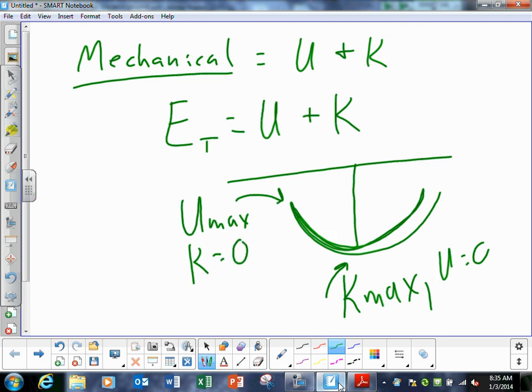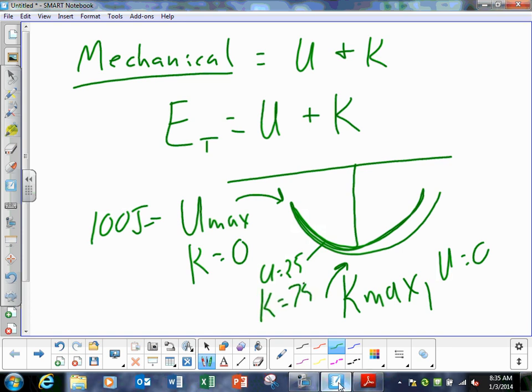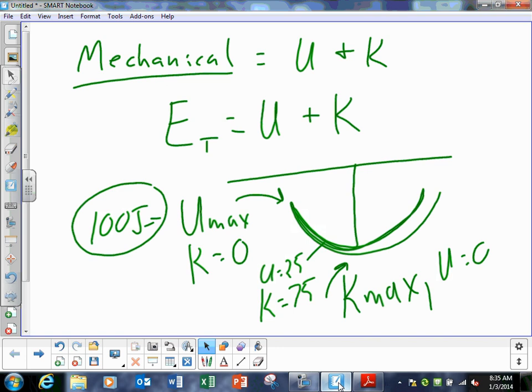And whatever that energy is, let's just give it a number, 100 joules. Let's say here I have 25 joules of potential. How many do I have of kinetic? 75, right? Because 100 joules is my total energy. Any questions about these numbers? Okay, this is stuff you went over three years ago in physical science.